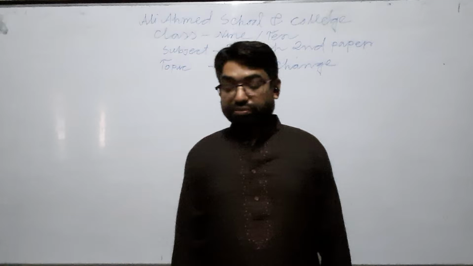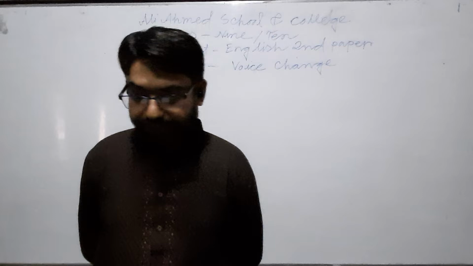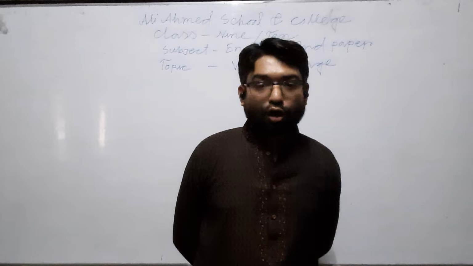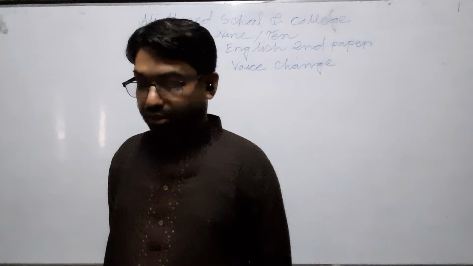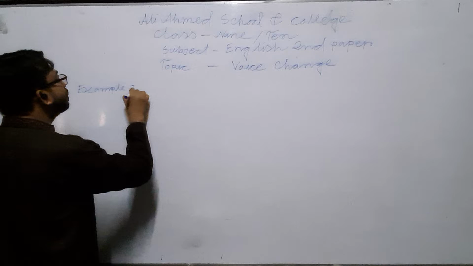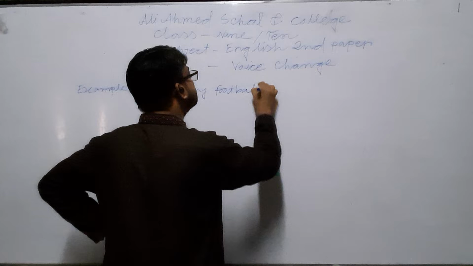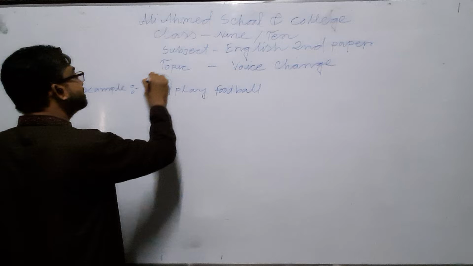We know that there are three kinds of voices. Number one, active voice. Number two, passive voice. Number three, quasi-passive. Let's try to know what active voice is. When the subject of a sentence is the doer or actor, the verb is in active mood. Let us go to the example. We play football. It is an example of an active sentence because here the subject is in active mood. That is why it is an active voice.